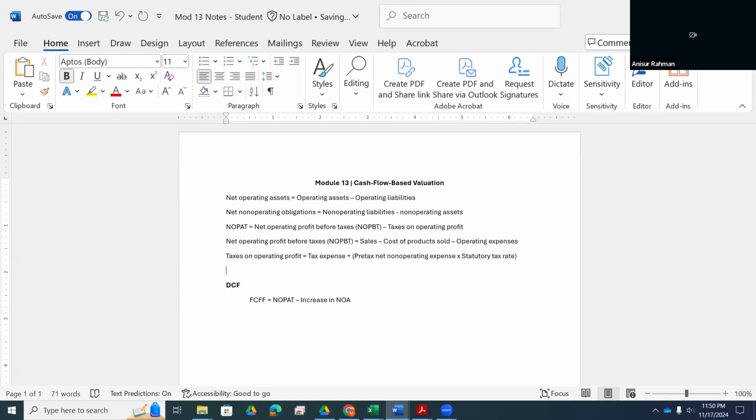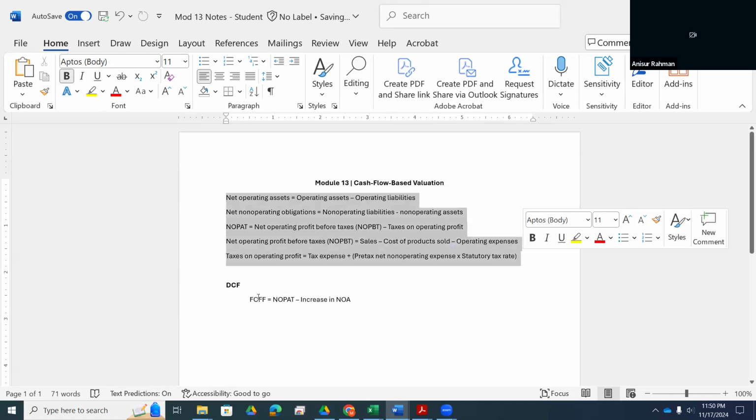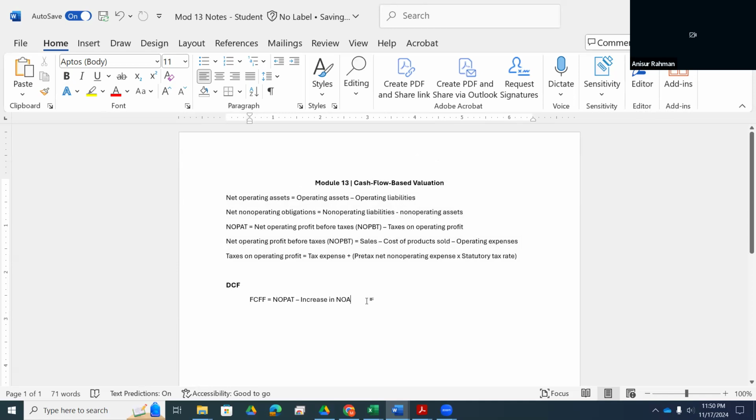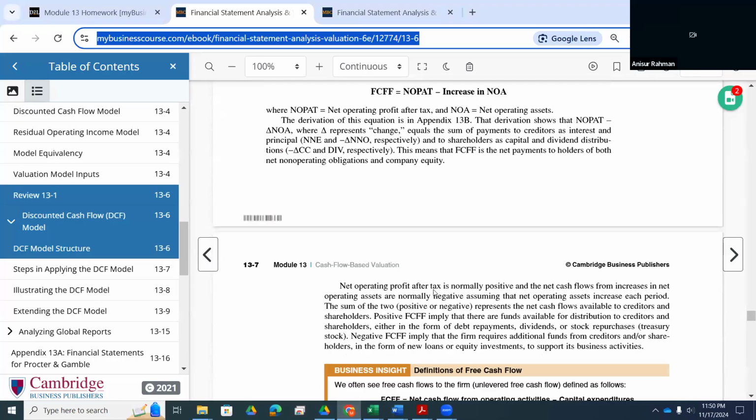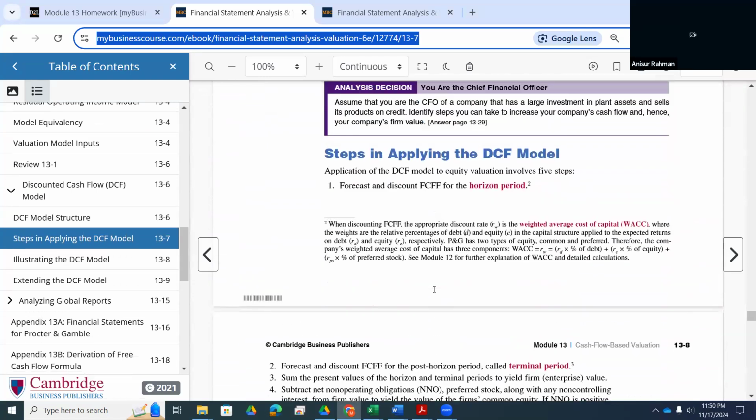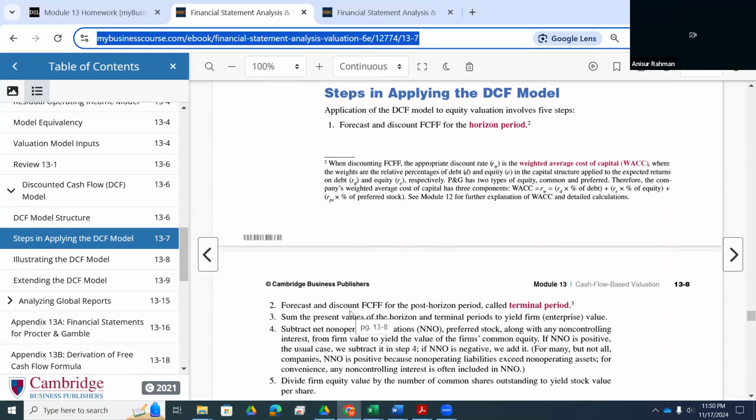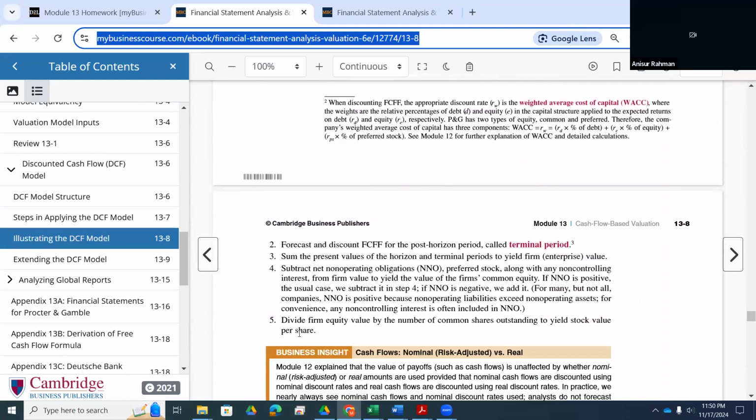So this is actually from module 3, this information. So let's see how we can calculate free cash flow. You have to calculate free cash flow to the firm, and these are the steps. So we have to forecast and discount, and then a few other steps.